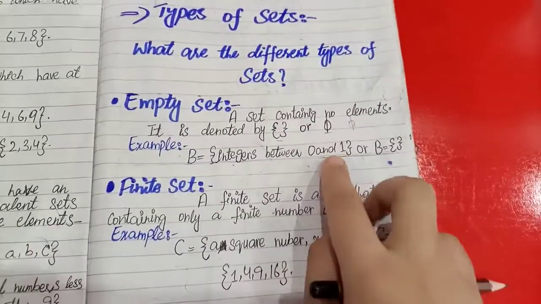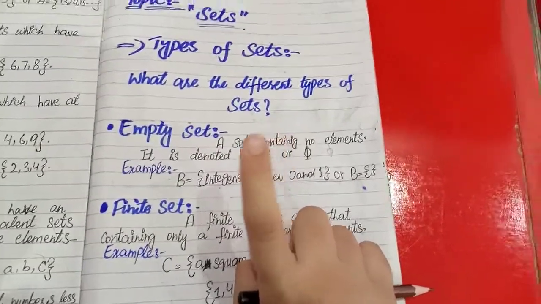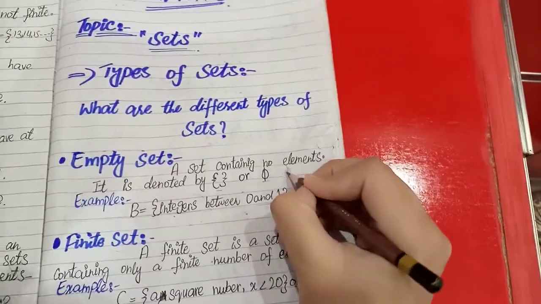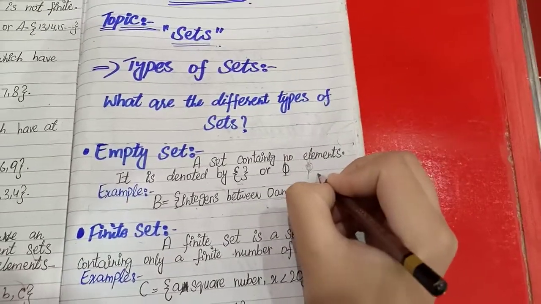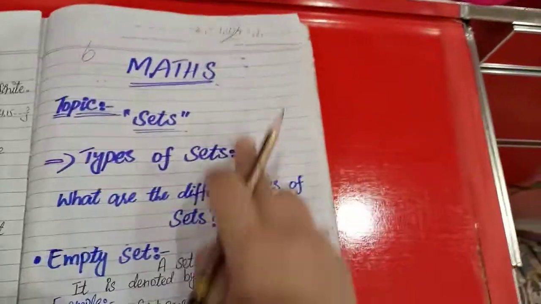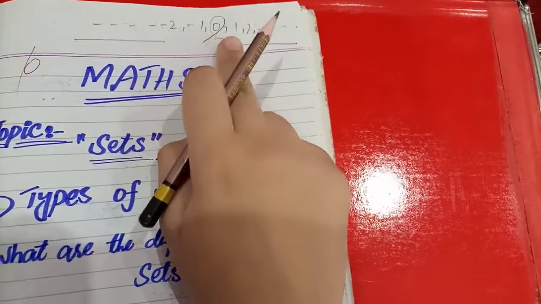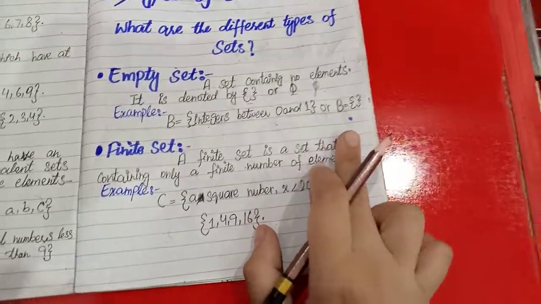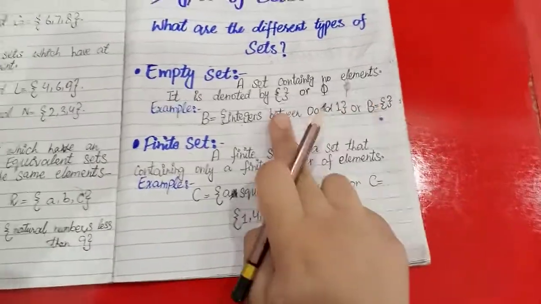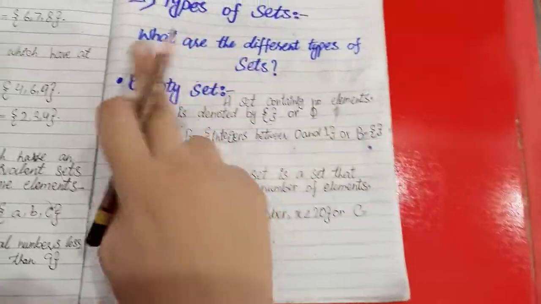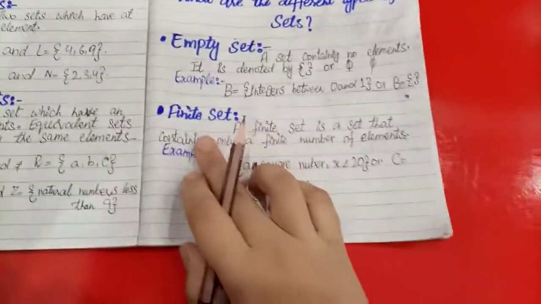Back to our lesson. This is called an empty bracket or empty sign. The empty sign is like that. Integers between 0 and 1: is there another number between 0 and 1? No, so our answer will be empty. B is equal to empty. If we write it this way or this way, it shows our empty set sign.